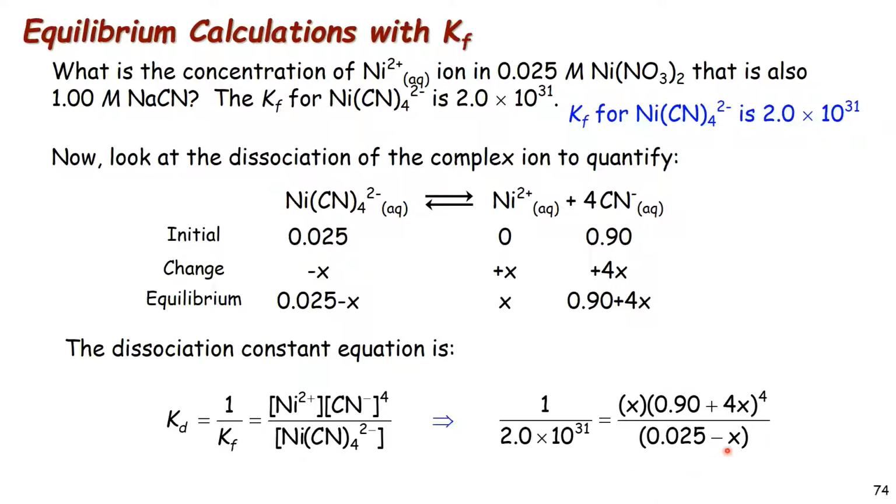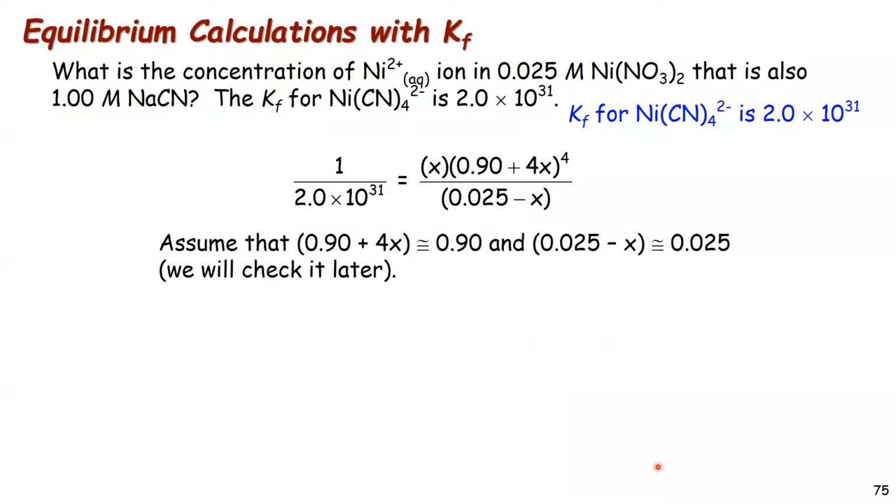Now we have a plus 4x term and a minus x term. Since the KD is going to be really small, approximately 10 to the negative 31, so really, really small, that allows us to ignore those plus and minus x terms. We will check it later on. Now all I have to do is solve for x. I'm going to multiply 2.0 times 10 to the negative 31 by 0.025, and divide it by 0.9 to the 4th.